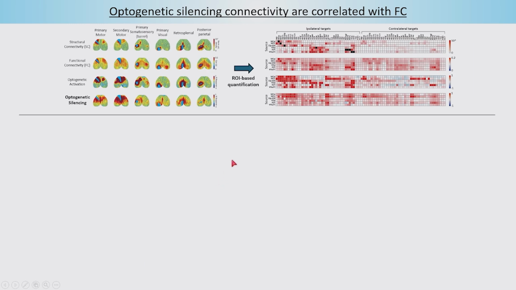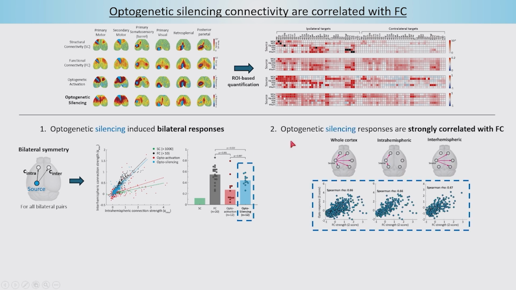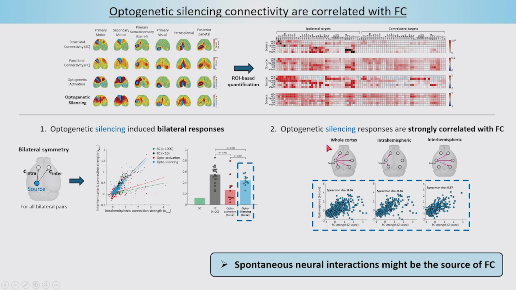Through the same procedure as before, we quantified the responses in ROIs, and we found optogenetic silencing induced strong bilateral responses. As you can see here, the bilateral symmetry is almost comparable to functional connectivity. Also, these responses were strongly correlated with functional connectivity throughout the cortex. So this result suggests spontaneous neural activity might be the source of functional connectivity.